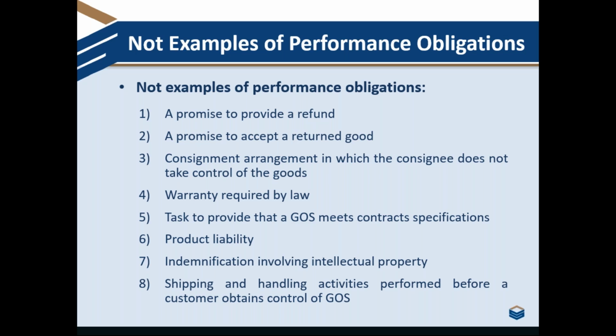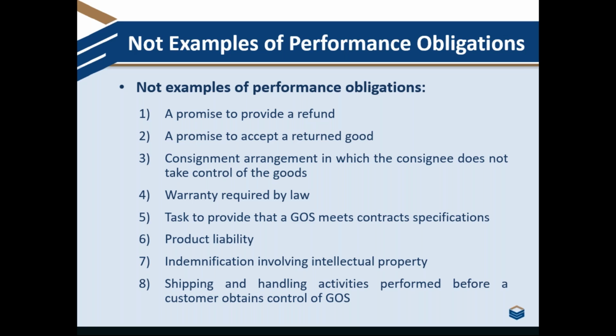I'd like to see the contracts on that and the revenue recognition on that, tying it back to this. Not examples of performance obligation: a promise to provide a refund, a promise to accept returned goods. That almost ties in with that warranty stuff, right? Number 2, consignment arrangements in which the consignee does not take control of the goods, warranty required by law, task to provide a good or service that meets contract specifications, product liability, etc.